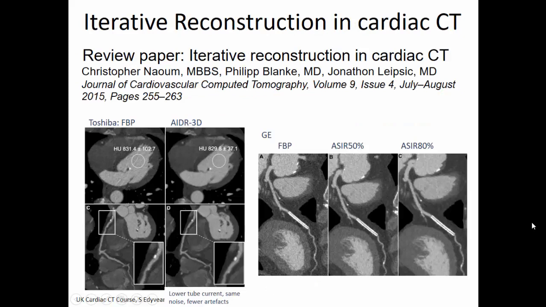This one on the right has lower tube current, it's got the same noise, but it's actually got fewer artifacts, so it actually looks smoother as well. Okay, I think I need to quickly move on.